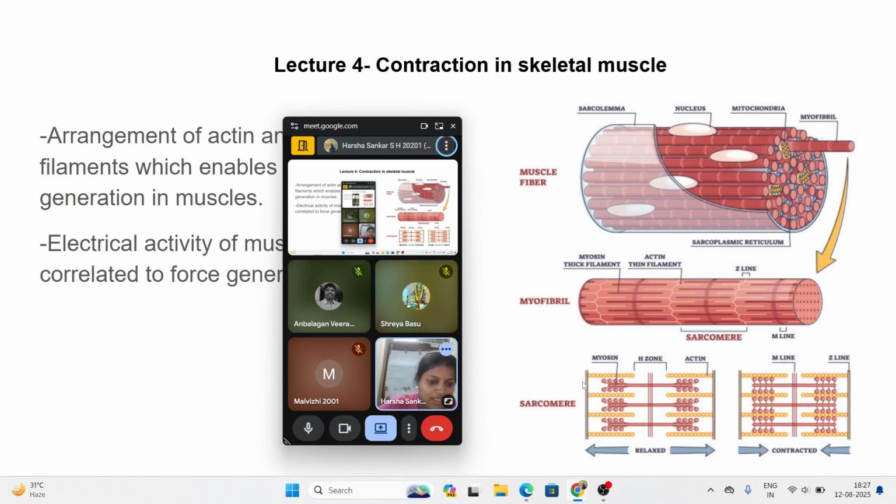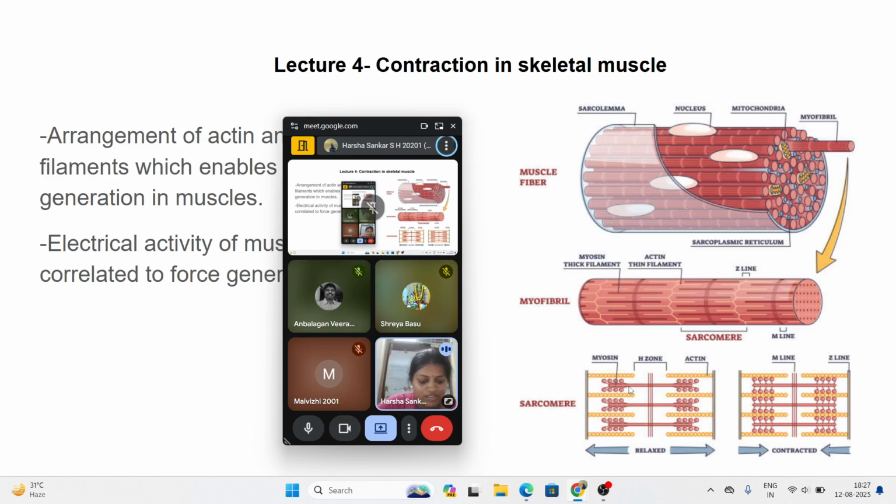And the distance between two Z lines is known as a sarcomere, which is the functional unit in the sliding contraction theory. Okay, so please keep this in mind. Thick filament is myosin, thin filament is actin. So what is sliding filament theory? The thick filament of myosin moves in between the thin filaments of actin, or slides through the rails of the actin filament. That is sliding filament theory. Okay, please keep all these things in mind.